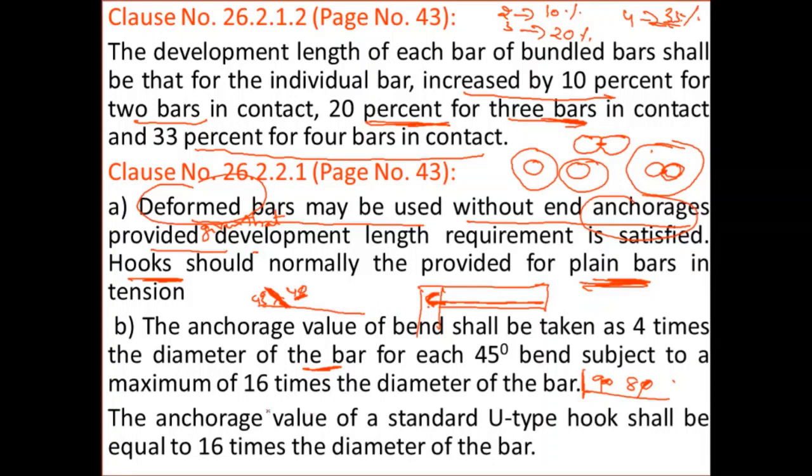Now, if it is a hook, how much is the bend angle? 180 degrees. So for 180 degrees, how much will be the value? 16φ, because for each 45 degrees it is 4φ. So for a hook, it will be 16φ.